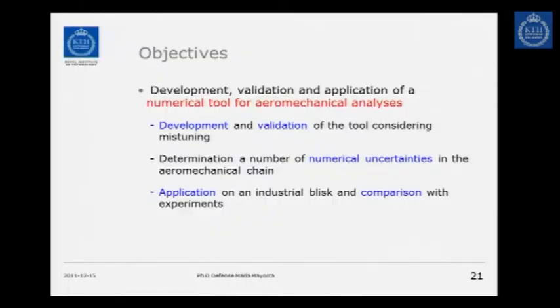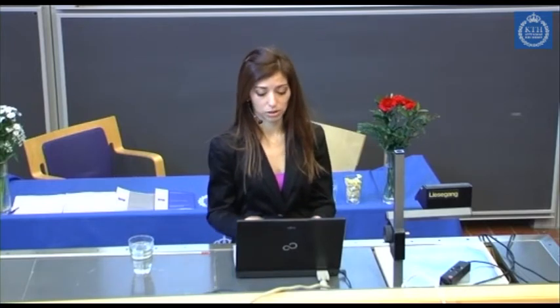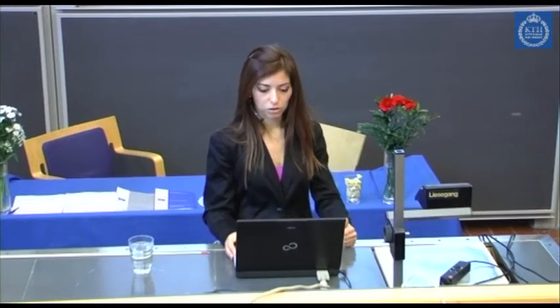And then I apply this tool in an industrial BLISK, and I compare with experiments. And I see, if I run my chain once, how accurate this is. And then I also propose a new method where I include the possibility to have mode shape modification. And this is targeted at future applications and maybe not the urgent needs, but also looking forward to new design perspectives. So I will start with the first objective, the development philosophy.